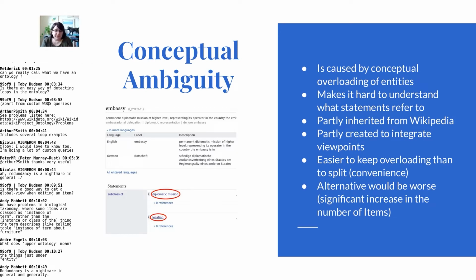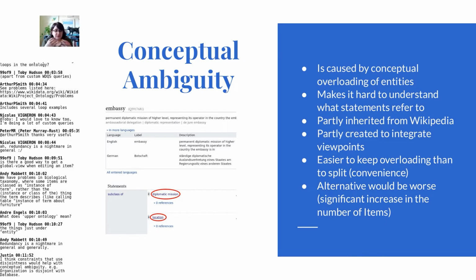Then we have conceptual ambiguity. This is again caused by overloading of entities. And it makes it hard to understand what a statement on that item refers to. So here in the screenshot, for example, we have the item for embassy, and an embassy can either be a location or the institution. So not the place you go to, but the organization you go to. And depending on which type of embassy you're talking about, of course, different statements make sense.